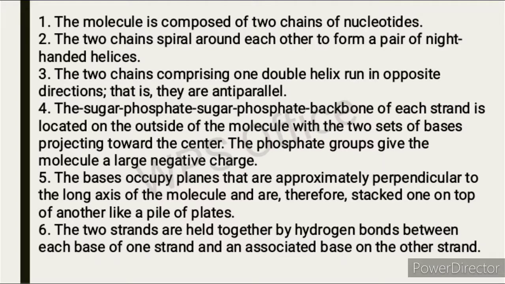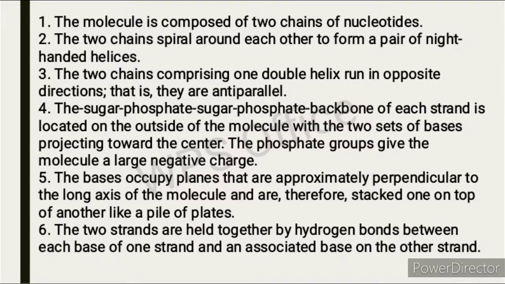Number 1: the molecule is composed of two chains of nucleotides. This conclusion followed on the heels of an erroneous proposal by Linus Pauling, who had suggested that DNA was composed of three nucleotide strands. Number 2: the two chains spiral around each other to form a pair of right-handed helices. In a right-handed helix, an observer looking down the central axis of the molecule would see that each strand follows a clockwise path moving away from the observer.